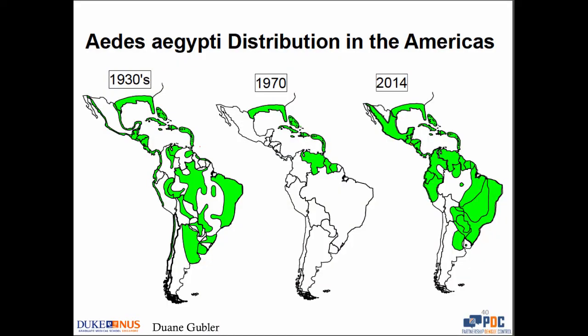So a lot of ways of controlling the outbreak of these viruses involve mosquito control, something that was accomplished around the 1970s to some extent. But then a lot of those programs have fallen by the wayside, and the mosquitoes have rapidly returned to many of the areas where they had been eradicated.